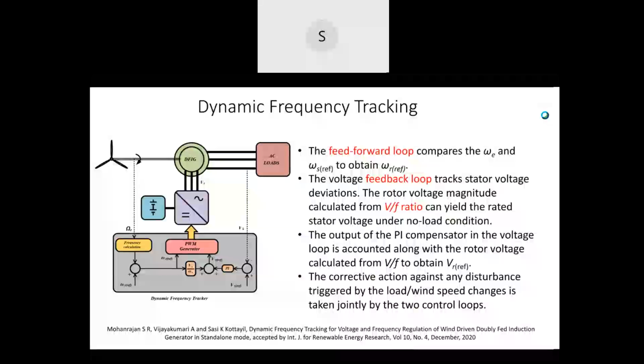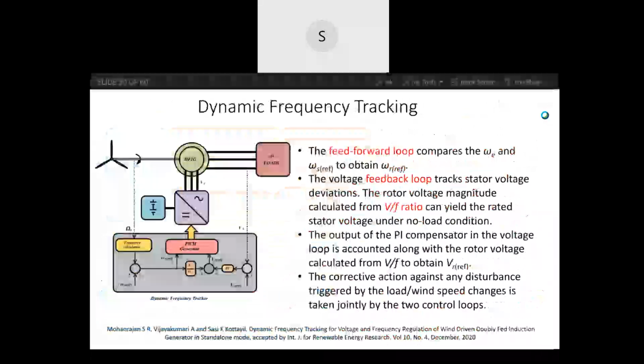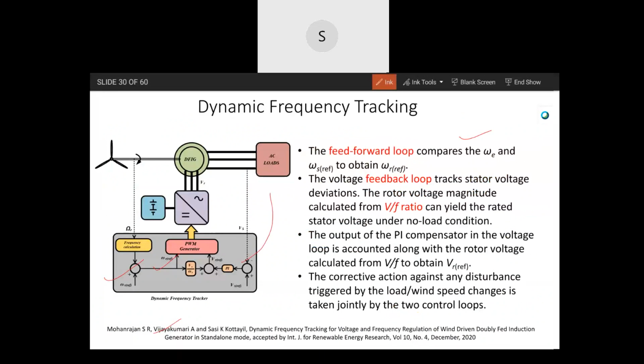This method is recently published. We call it dynamic frequency tracking because it's much simpler than the methods previously suggested. It has two control loops. One is a feed forward loop that compares omega, the rotor frequency, with the reference. Similarly, the other one, as usual, is a feedback loop. It's tracking the stator voltage.